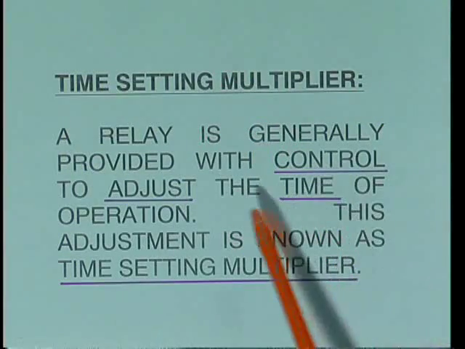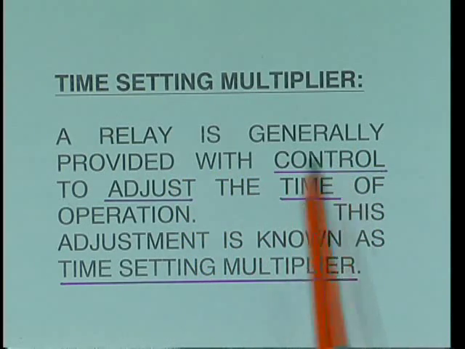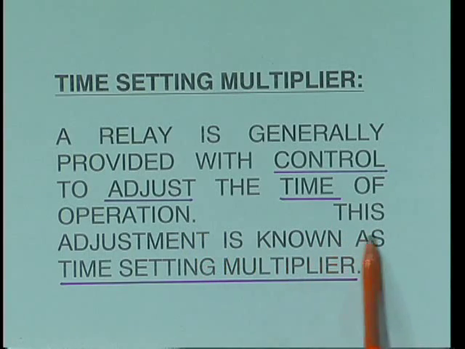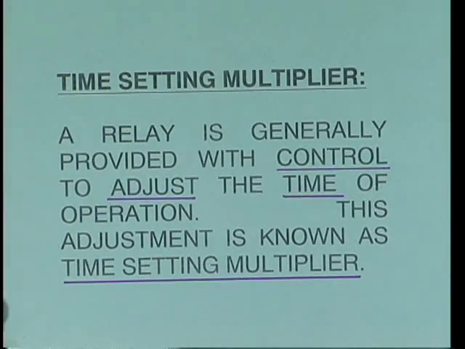Then next one is time setting multiplier. A relay is generally provided with a control to adjust the time of operation. This adjustment is known as time setting multiplier. In these relays, as we also saw in the previous figures, they are provided with current setting as well as time setting. In these relays we can control the time of operation with the help of the distance travelled by the moving contact of the disc.